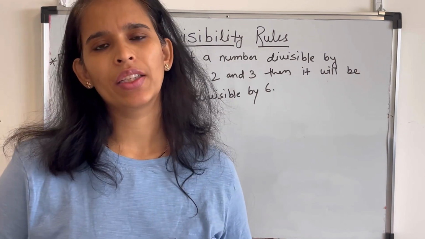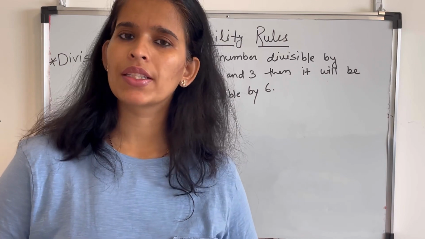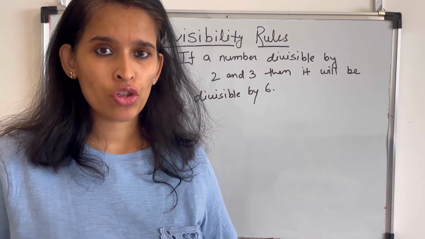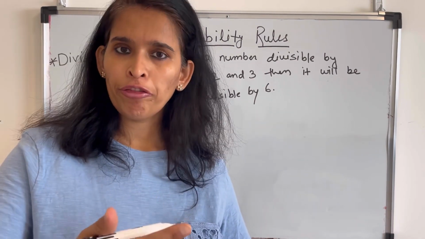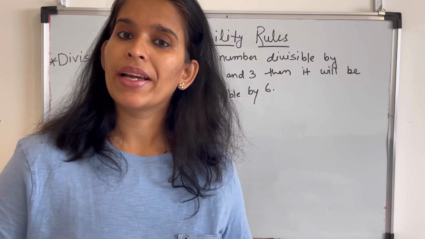Divisible by 6. We can say that a number is divisible by 6 if that number is divisible by 2 and 3 both. We'll have to check that it is divisible by 2 and it is divisible by 3 both. And if it is divisible by both the numbers, then that number will be divisible by 6 also.